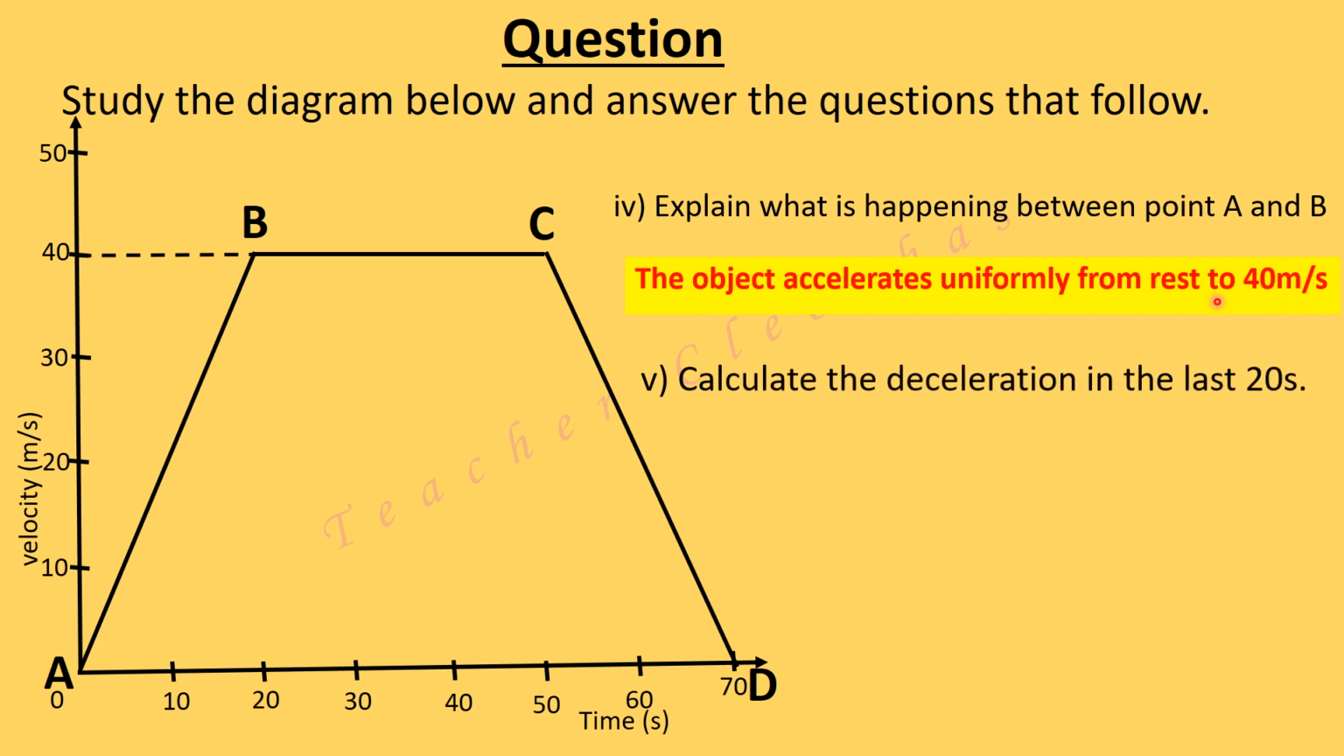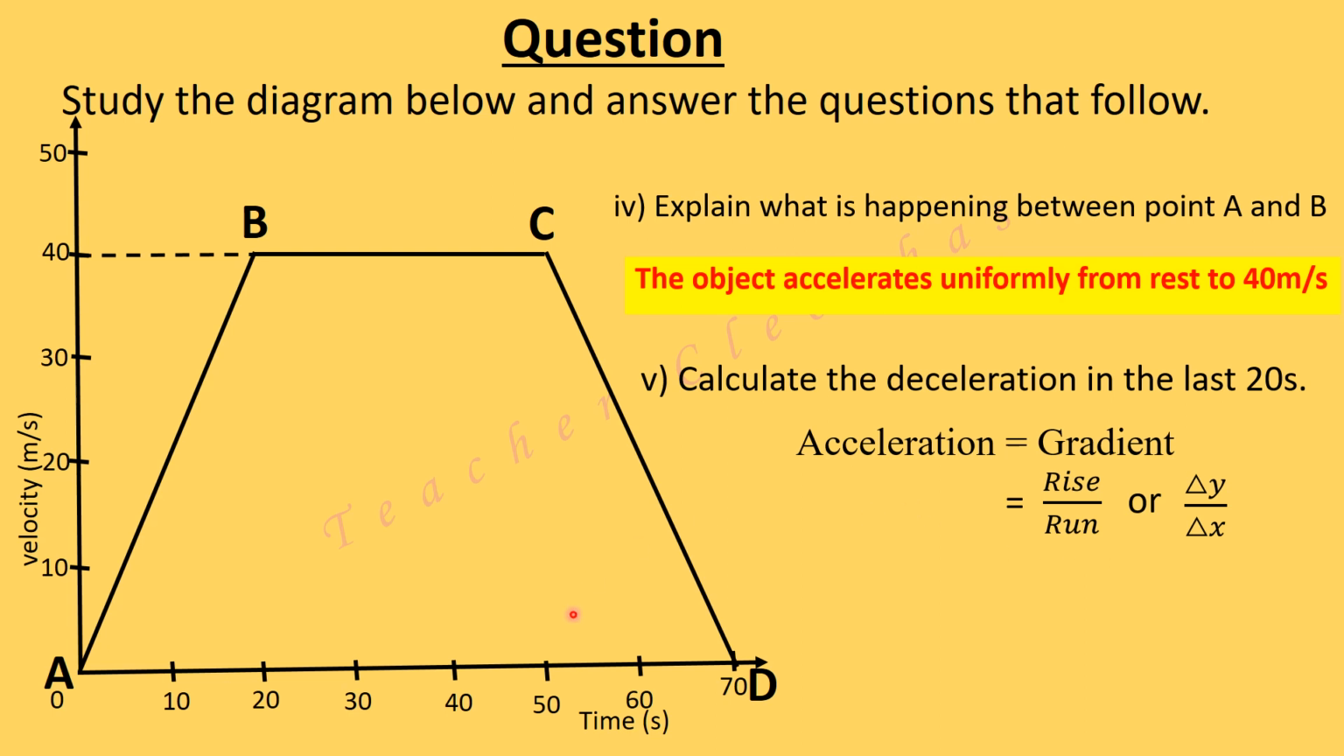Question 5. Calculate the deceleration in the last 20 seconds. The last 20 seconds is from 50 seconds to 70 seconds. And to get the deceleration, we need to first get the acceleration. And we know that acceleration equals the gradient. And to get the gradient, we get the rise divided by the run, or the change in y over the change in x. So how do we get the rise?